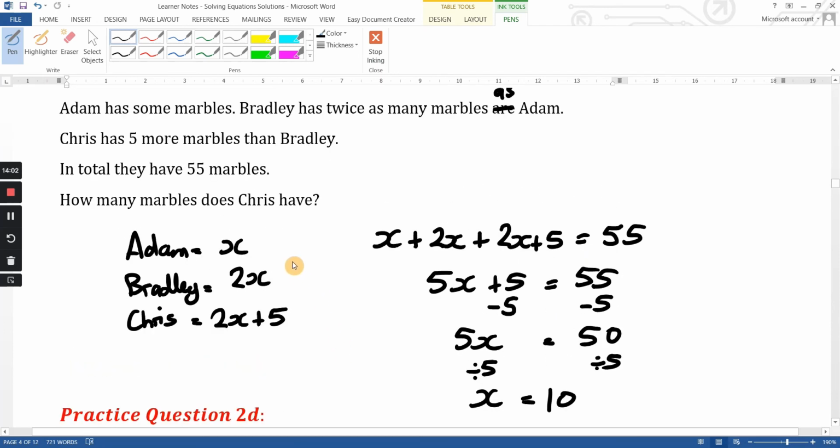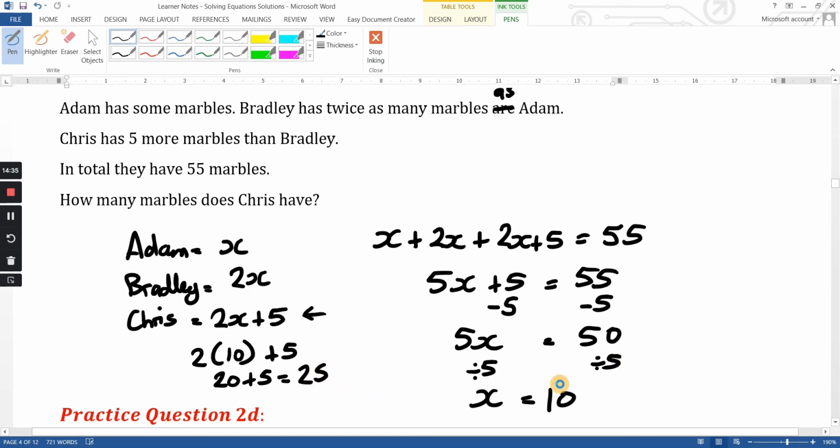What do we say X was? So X was Adam. Just be careful. So it says, how many marbles does Chris have? So this is not our final answer. We have to work out what Chris had. So Chris was this one. So let's substitute in 10 for X. So 2 times 10 plus 5. That's going to give me 25. So my answer is going to be 25.